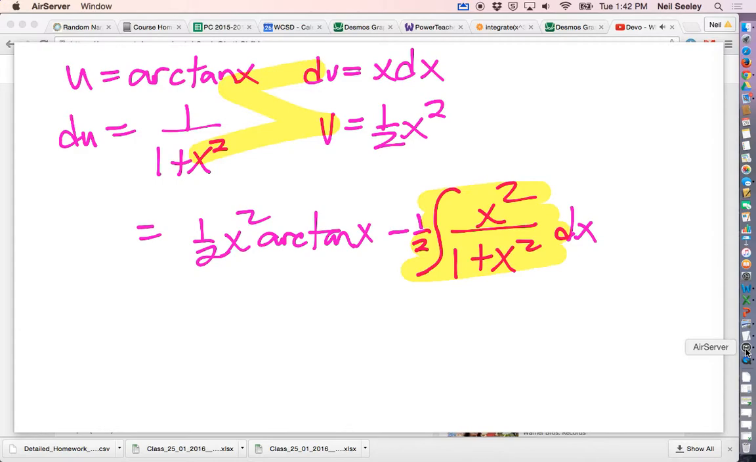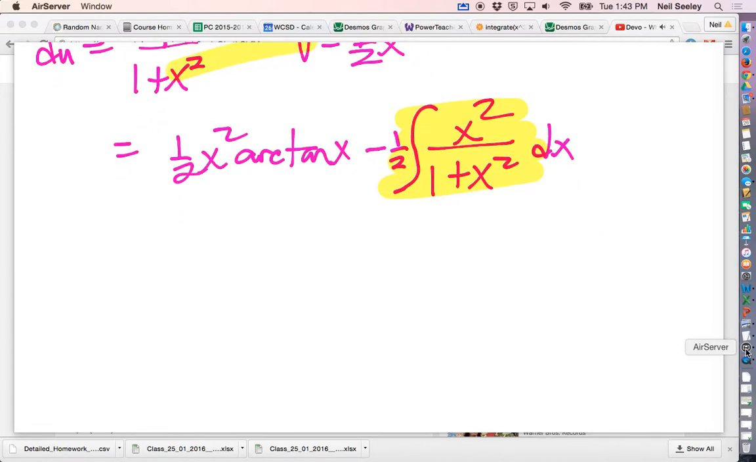It worked when I had x on top, because the derivative of 1 plus x squared helped me replace that. I need another method, and we've done this before. Do you remember what it is? The degree on top is the same or greater than the degree at the bottom, the denominator. You long divide. Nice job. You came through.